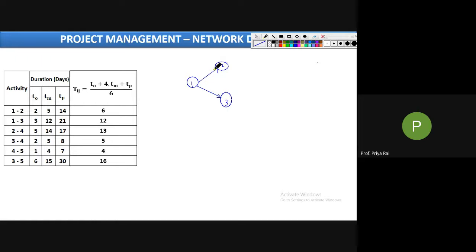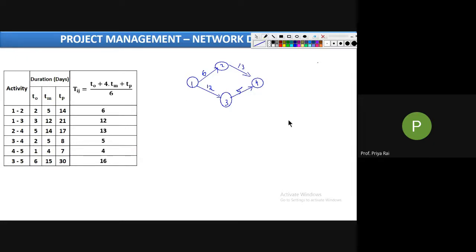What is the duration of the first activity? Tij is 6, so write 6 here. For the second activity, it is 12. Now the third activity is 2 to 4, so from here we draw 2 to 4, and the duration was 13. Write down 13. Now comes 3 to 4. So 3 to 4 is how much? 5. Duration is 5.